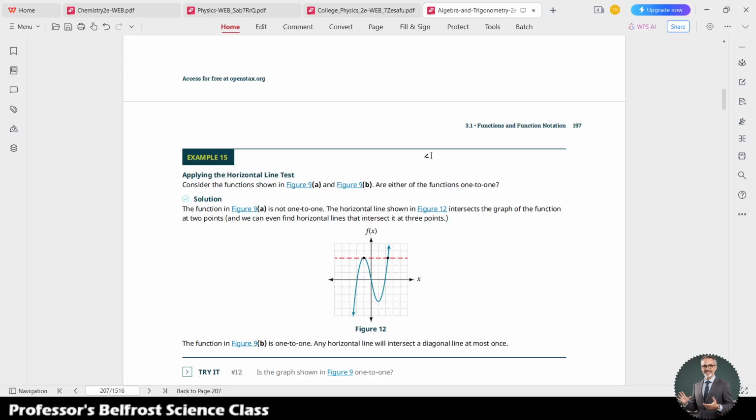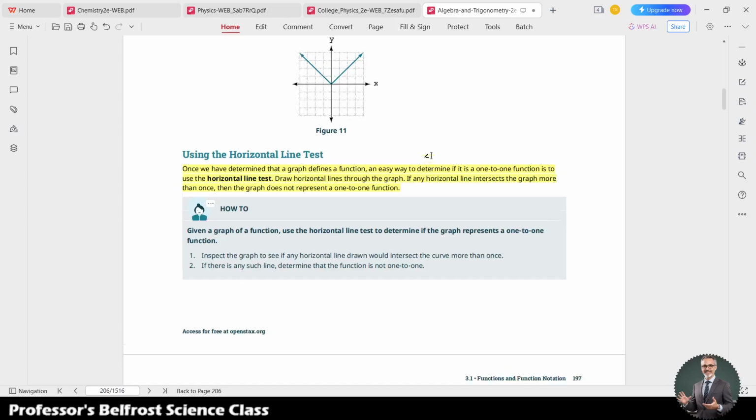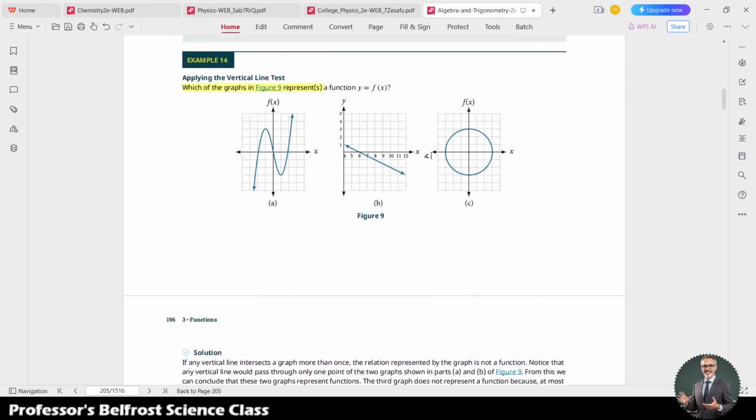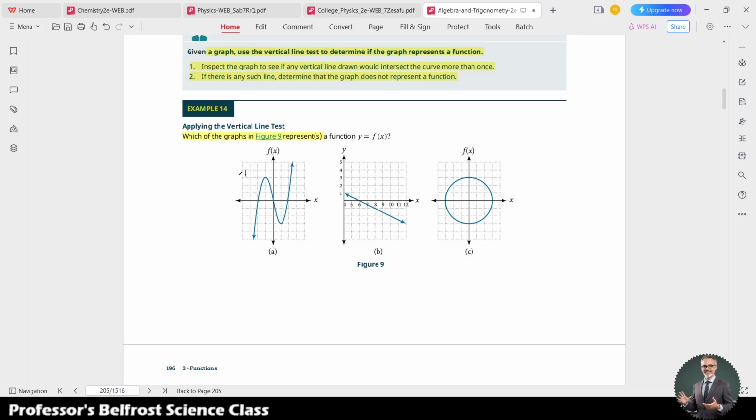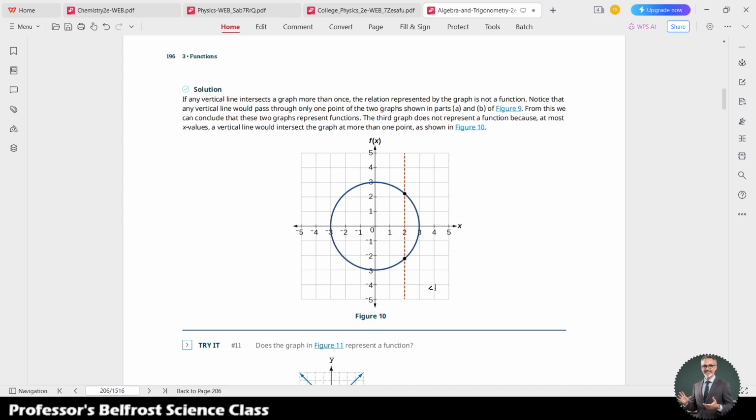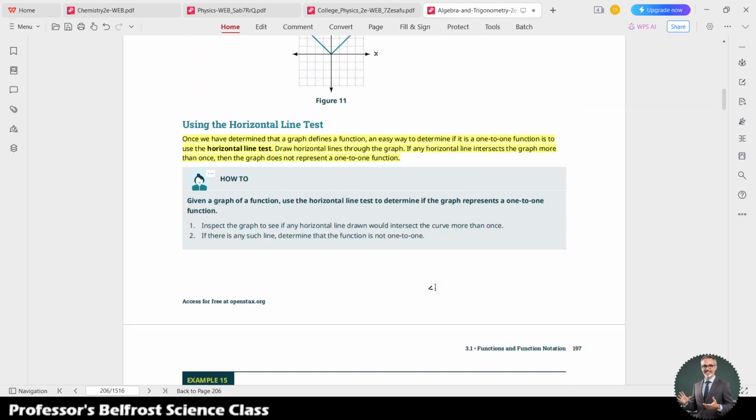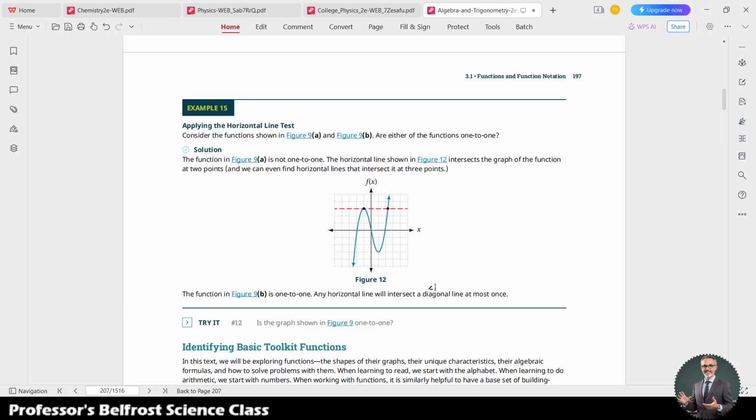Consider figure 9a and 9b. Okay, the one above, this one. It's clear for 9a it intersects more than once for some of the values here. Well, f(x), I mean, it means that this is not one-to-one, but for this it is okay. This is the solution. Okay, you can see.